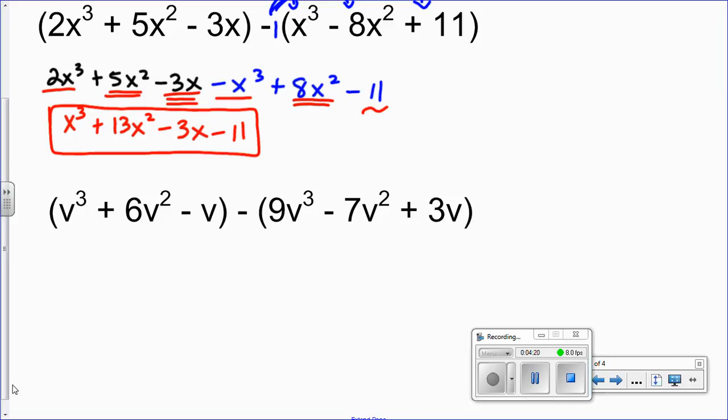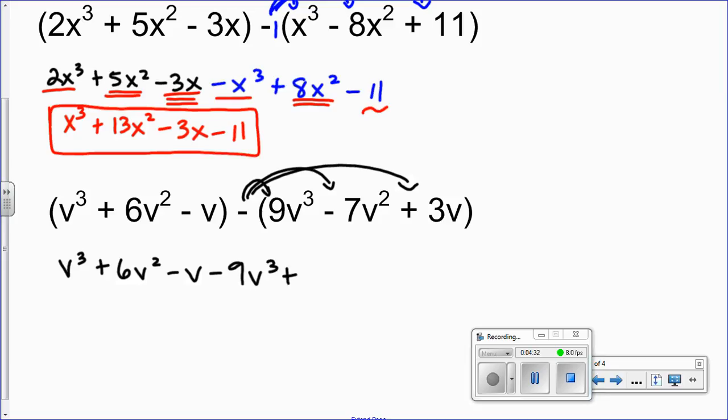Okay, so same thing with this example. I have b cubed plus 6b squared minus b. I need to distribute my negative. Negative 9b cubed plus 7b squared minus 3b.